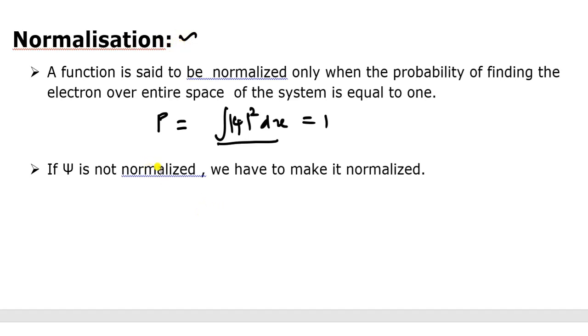This is called normalization. If psi is not normalized, that is, the integral is not equal to 1, we have to make it normalized for the purpose of quantum mechanics.